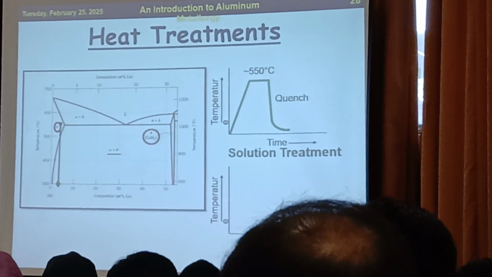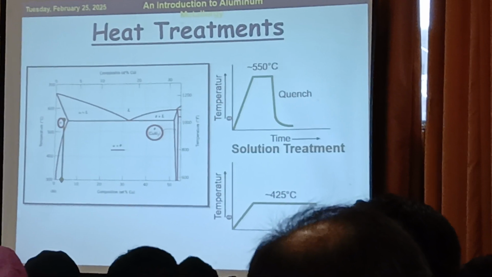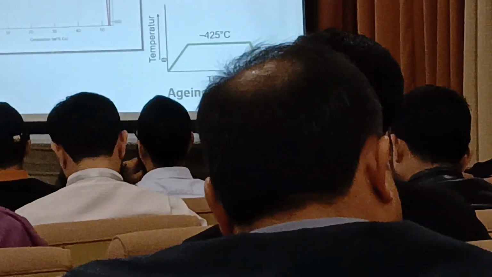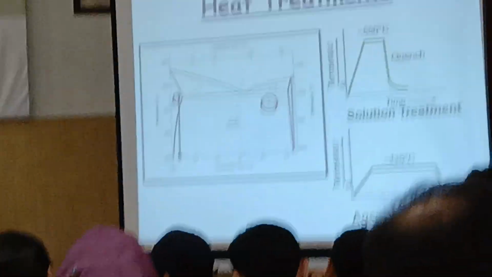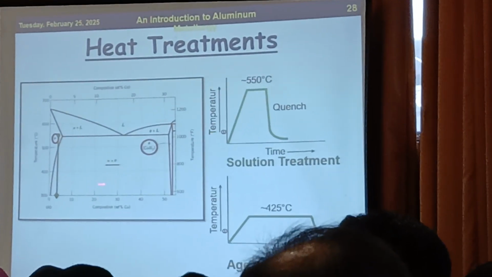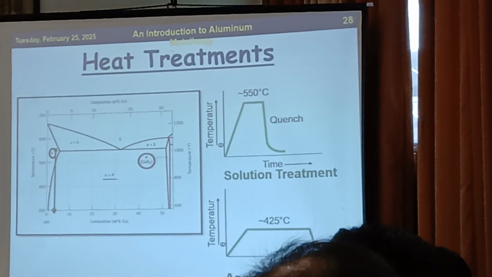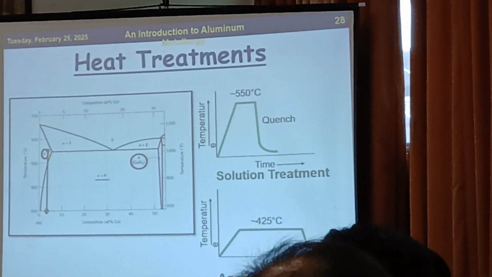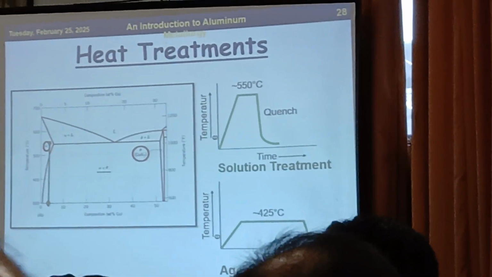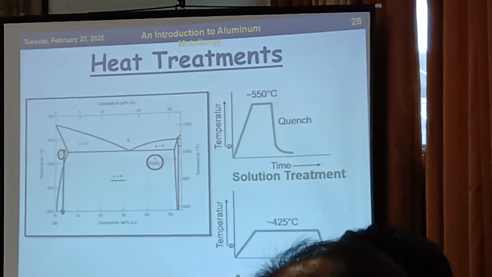In this, we reheat the alloy to around 425 degrees Celsius and give it proper time so that the second phase, the theta phase, precipitates and is well distributed in the matrix to increase the strength of the alloy. So these are the series of heat treatments, and this is the philosophy to increase the strength of the material.